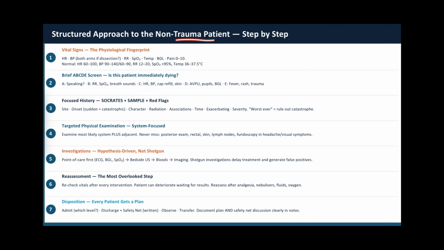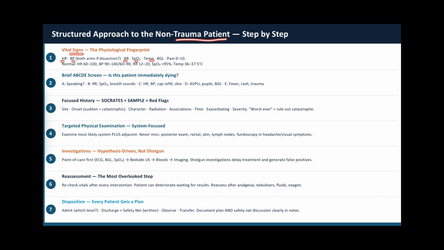Structured approach to non-trauma patients. Once you have identified whether the patient is sick or not, follow the same structured approach every time. The first step is the vital signs. As soon as you receive the patient, connect them to the monitor. It will give you all the parameters that are necessary. Heart rate, BP, respiratory rate, saturations, temperature, and blood glucose levels need to be checked. All these form the patient's physiological footprint. Abnormal vital signs often point towards the diagnosis before the history does.